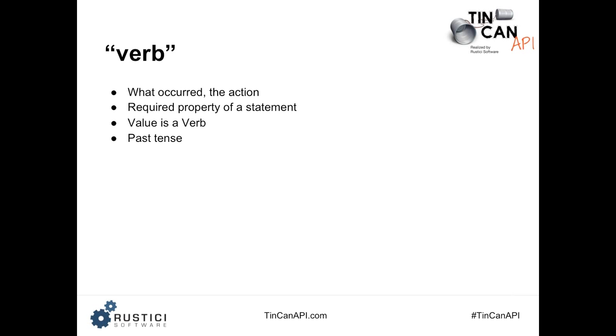Moving along to the next property. Next common property in a statement is a verb. And the verb identifies what occurred, or the action. It too is a required property of a statement, and its value is a verb. Generally, when we're coining verbs, we're going to use the past tense.